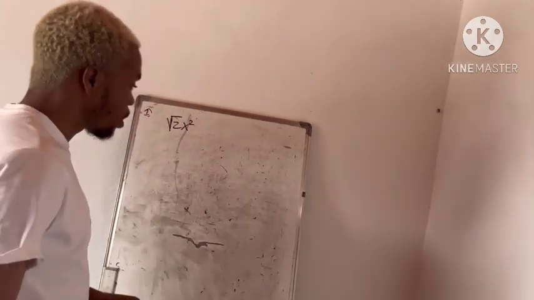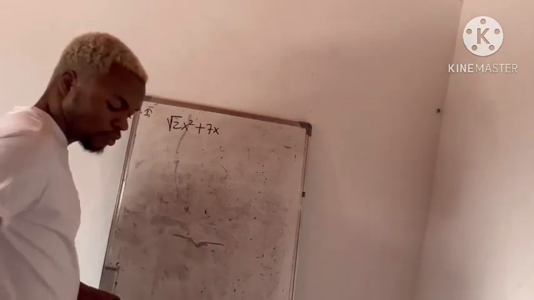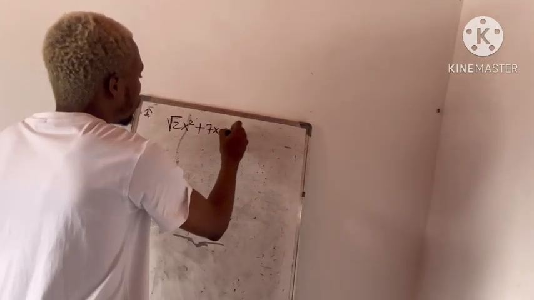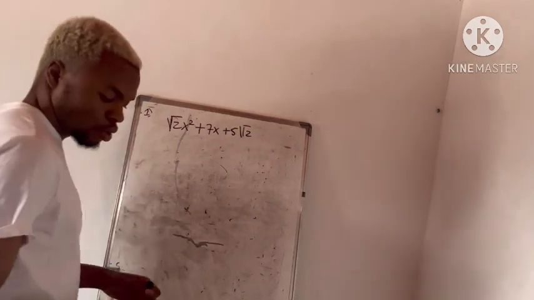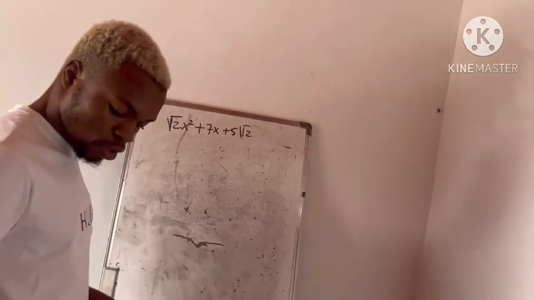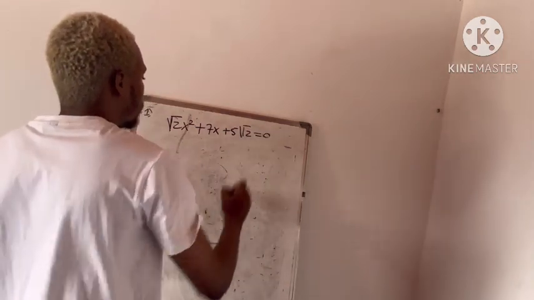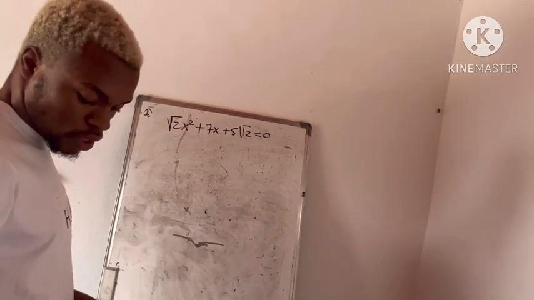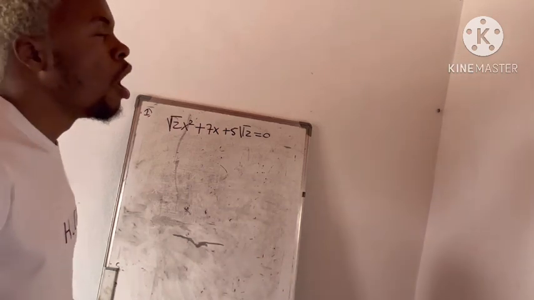square root of 2 x squared plus 7x plus 5 root 2 equals 0.